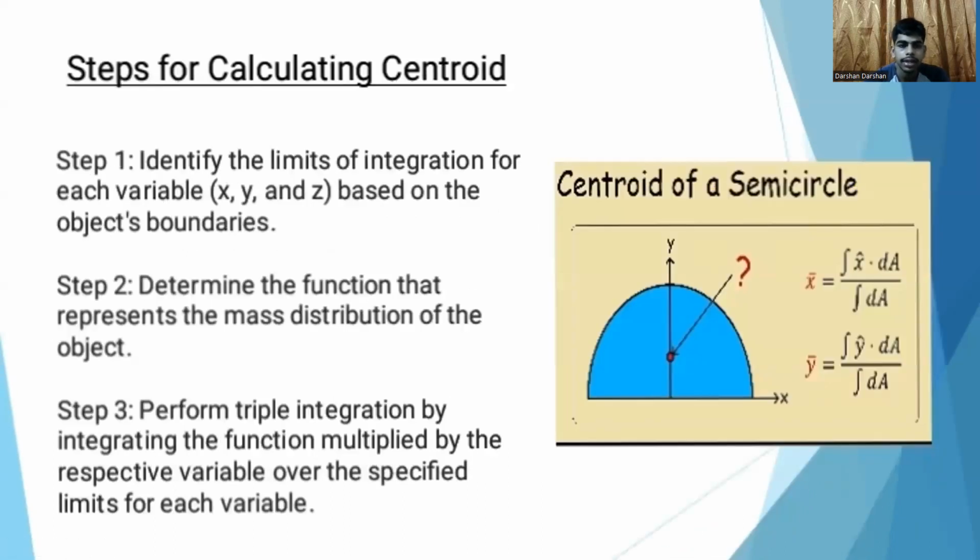Now, steps for calculating the centroid. The first step is to identify the limits of integration for each variable, that is x, y, and z, based on the object's boundaries. The second step, as you can see here, is determining the function that represents the mass distribution of the object. The third thing is to perform triple integration by integrating the function multiplied by the respective variable over the specified limits for each variable. You can see here x, y on the diagram.